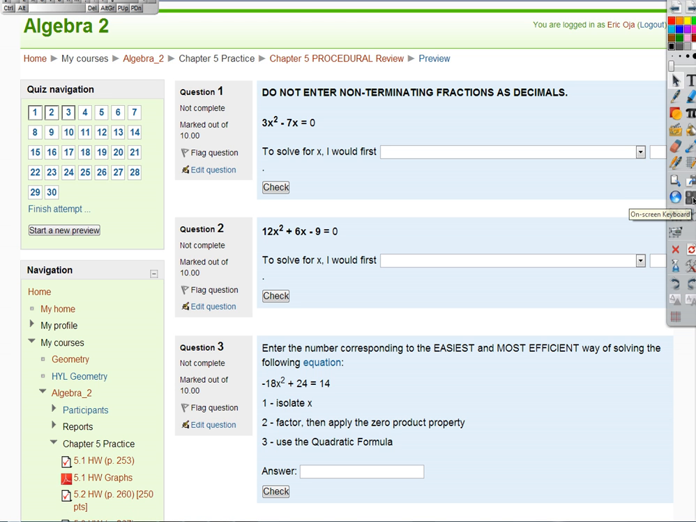Yeah. You just pull up the keyboard up top. Oh, there it is, good.